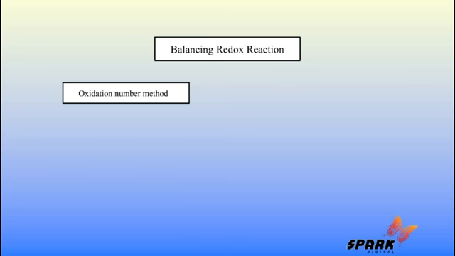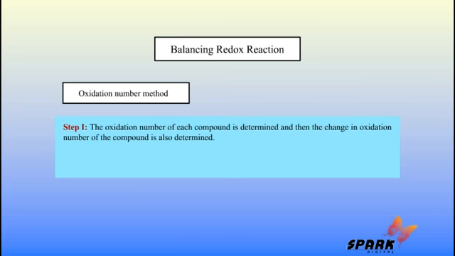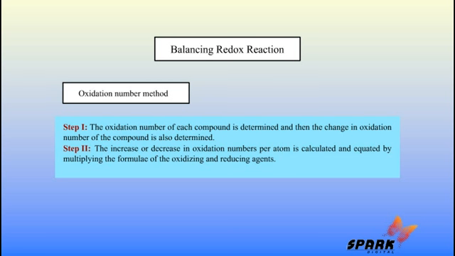Oxidation number method. Step 1. The oxidation number of each compound is determined and then the change in oxidation number of the compound is also determined. Step 2. The increase or decrease in oxidation numbers per atom is calculated and equated by multiplying the formulae of the oxidizing and reducing agents. Step 3. All other atoms are then balanced.